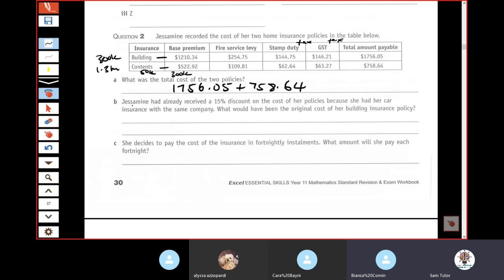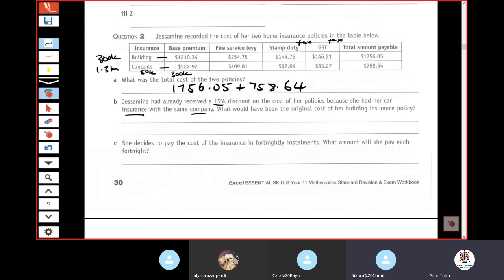How do we say that name? Jessamine? We'll make it Jasmine. It's just a bit easier. Jasmine had already received a 15% discount on the cost of her policies because she had her car insurance with the same company. What would have been the original cost of her building insurance policy?